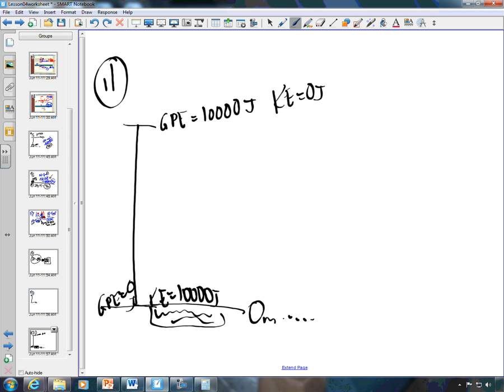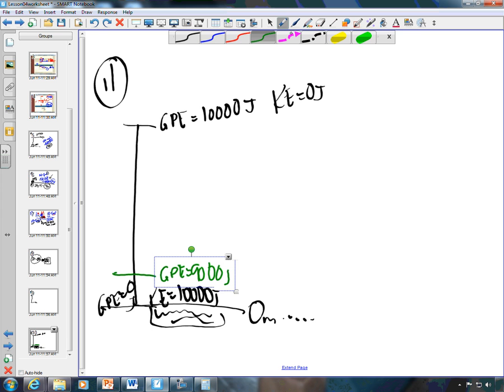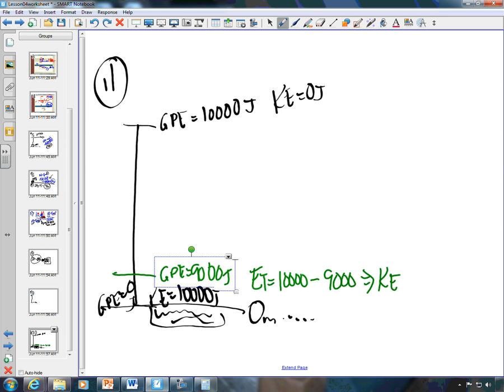So when his potential energy reduces to 1,000 joules, his kinetic energy is going to be 9,000 joules. Well, it's just conservation of energy, right? Let's pretend this is 9/10 of the way down. If GPE is 9,000 joules, then since total energy is constant, E total is 10,000 minus 9,000. We're left with a kinetic energy of 1,000 joules at that point.